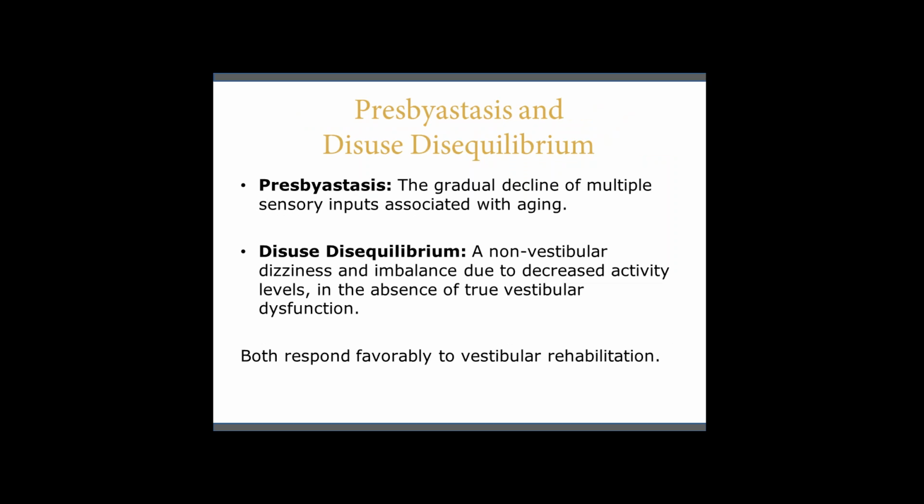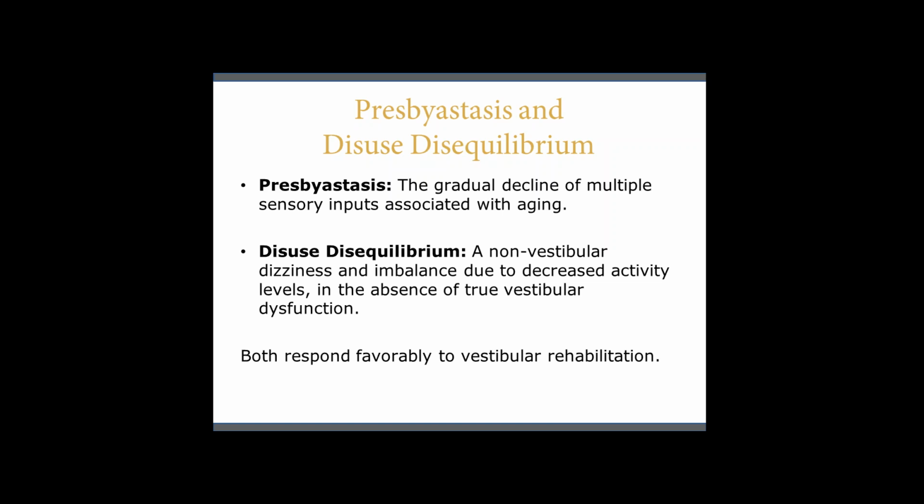So for example, those are your people that are starting to not feel their feet as well, their vision's starting to change, and their vestibular system's starting to degenerate. So all their sensory systems are starting to give less and less afferent information to their brain, and those people respond well to vestibular rehabilitation, even in the absence of a specific diagnosable vestibular dysfunction, as well as people with disuse disequilibrium, which are those who are going to have a decline in their mobility but have negative testing when you assess their vestibular system.